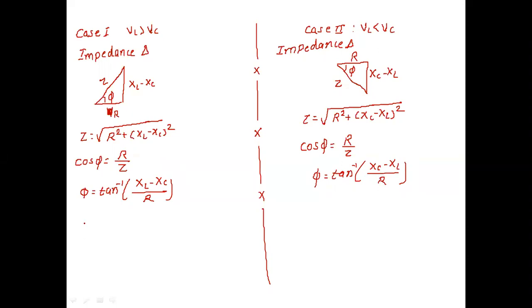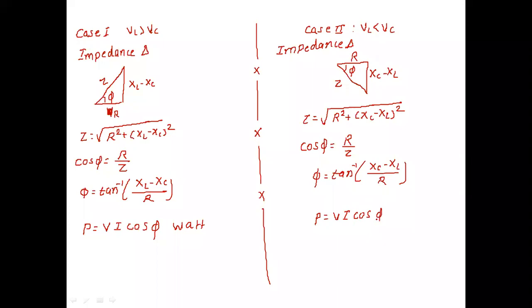Once again I will repeat the thing here. The case may be anything, the circuit may be anything, the formula for power always remains the same, which is nothing but VI cos phi. This is the active power, which has its unit as watt, and the formula for power in this case is also VI cos phi, and its unit is watt.